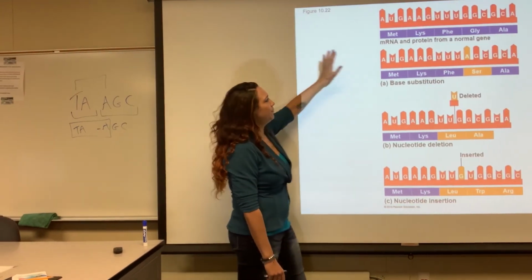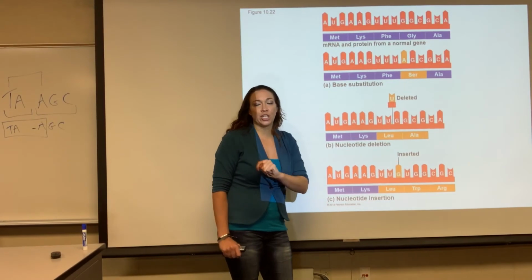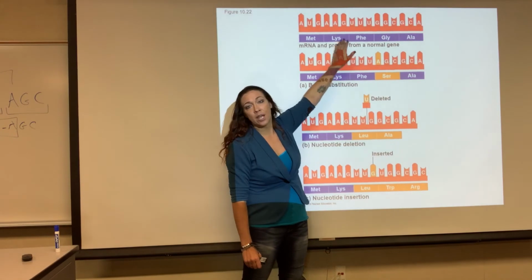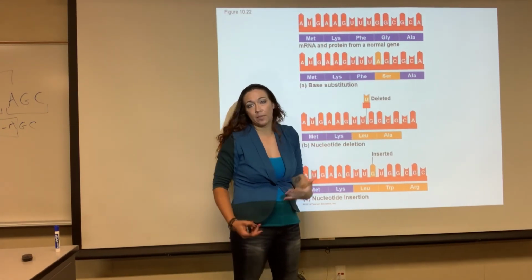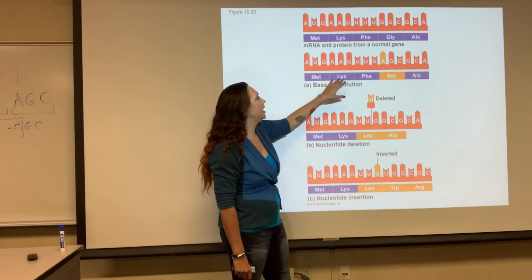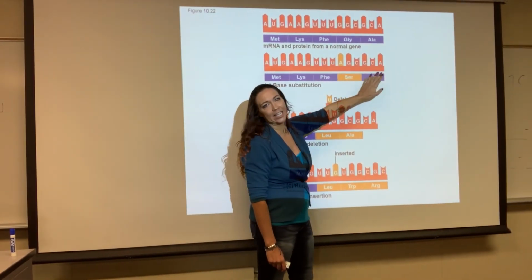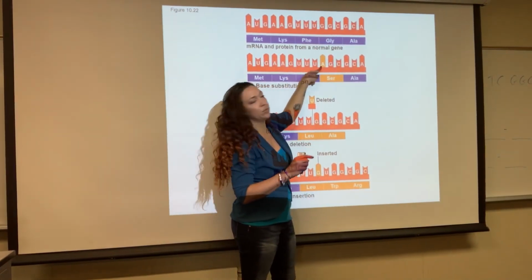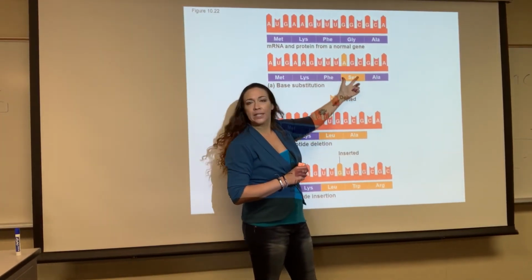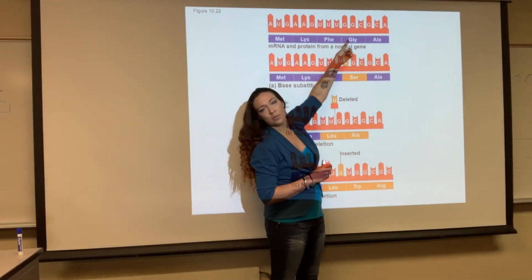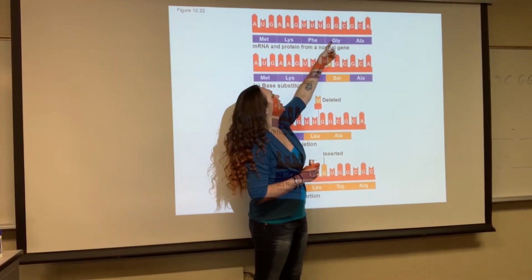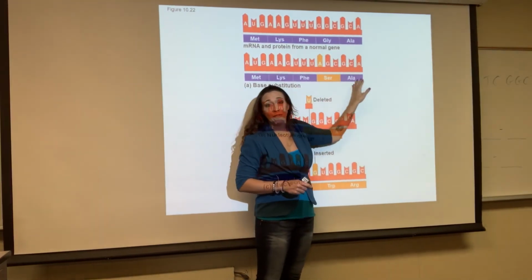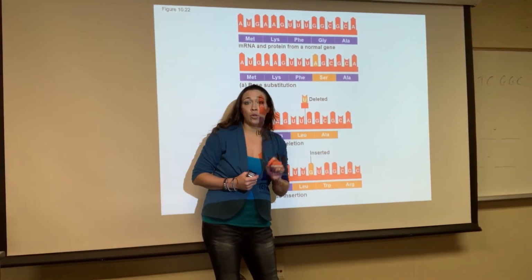So that's what we see right here. We have a single point mutation and a single substitution. All of these are point mutations, but the substitution is the only one that's not a big deal. So we have methionine, lysine, phenylalanine, serine, and alanine. Now we went from a G to an A in a single substitution. The only one that's going to get affected is the serine right here. It was supposed to be glycine, but now it's serine. But every single one after that is going to remain the same. It's just a single substitution.